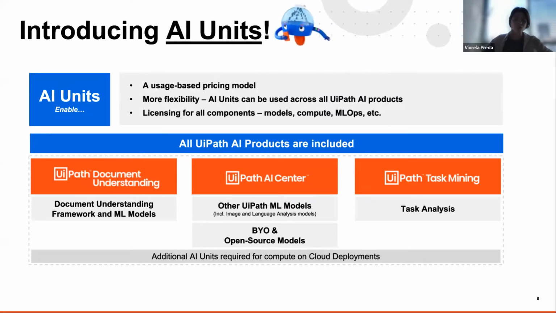Okay, so here we've introduced AI units as a new pricing model, a consumption model for all our AI products, meaning for now document understanding, AI Center, task mining, everything that needs ML models, for example for training, for computer vision in the future, and so on. So we will have a single SKU for all of them, which you will also see in Community in the following months, up until the 22.10 release.